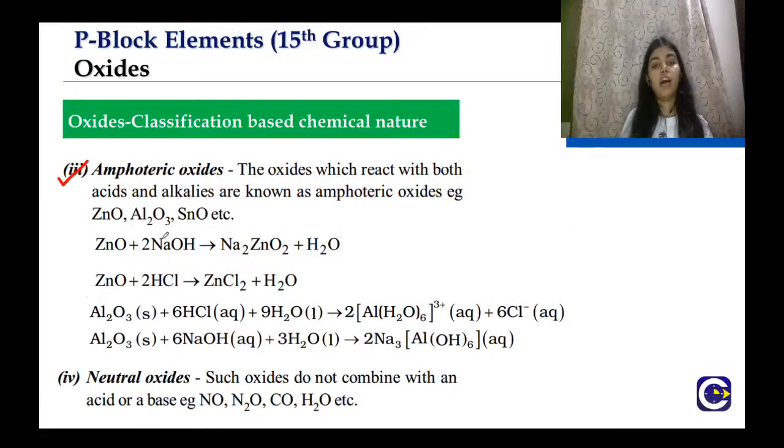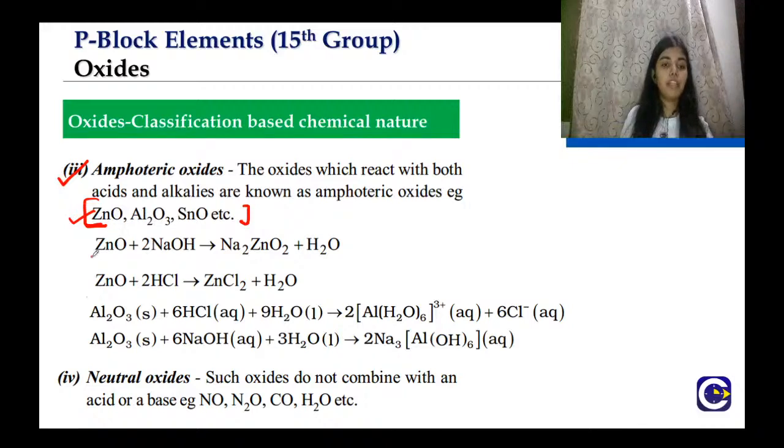The oxides which can act both as an acid and as an alkali are known as amphoteric oxides. For example, zinc oxide. Now this is very important. It is particularly asked in questions that which of the following oxides are amphoteric in nature, right? This question has occurred so many times in JEE and in NEET also. So zinc oxide, Al2O3, tin oxide, they all are amphoteric in nature, right?